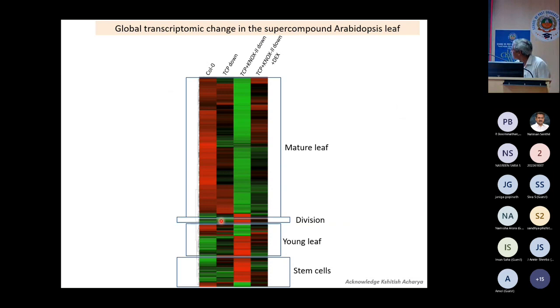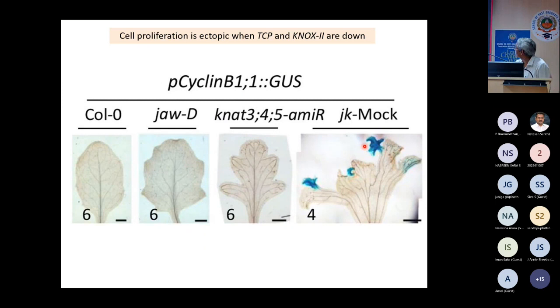Not only that, the stem cell genes are opposite; some of the cell division genes are expressing in this compound leaf. This is the cell division gene called cyclin B1. Where does it express? Whenever cells are dividing. So will it express in the mature leaf? No, because the cells are all divided, right? It will not mature. However, you see in this 30-day-old wild-type leaf, cyclin is not expressed.